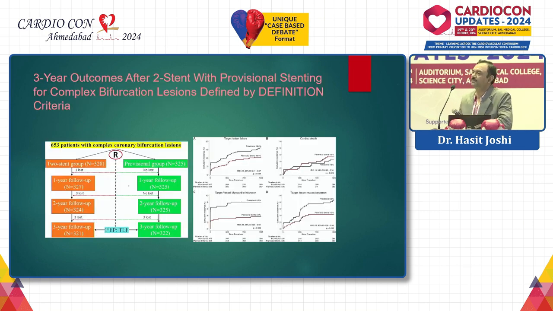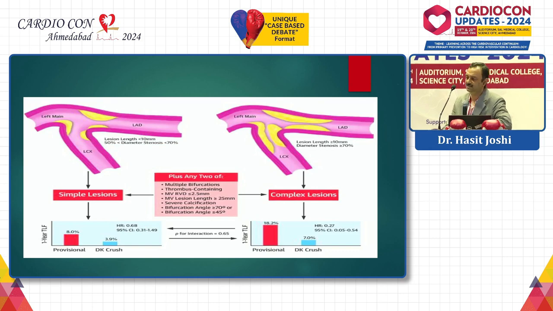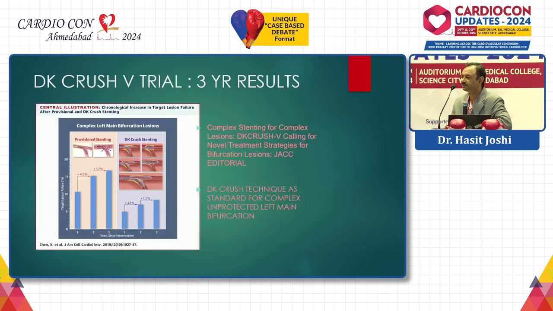Three-year outcomes with two stents. Now this DEFINITION II trial was done up to 1 year, but when it was followed up for 3 years, the increase in difference between 2 stents and 1 stent persisted up to 3 years. Similar results, this is the definition criteria for complex lesions.